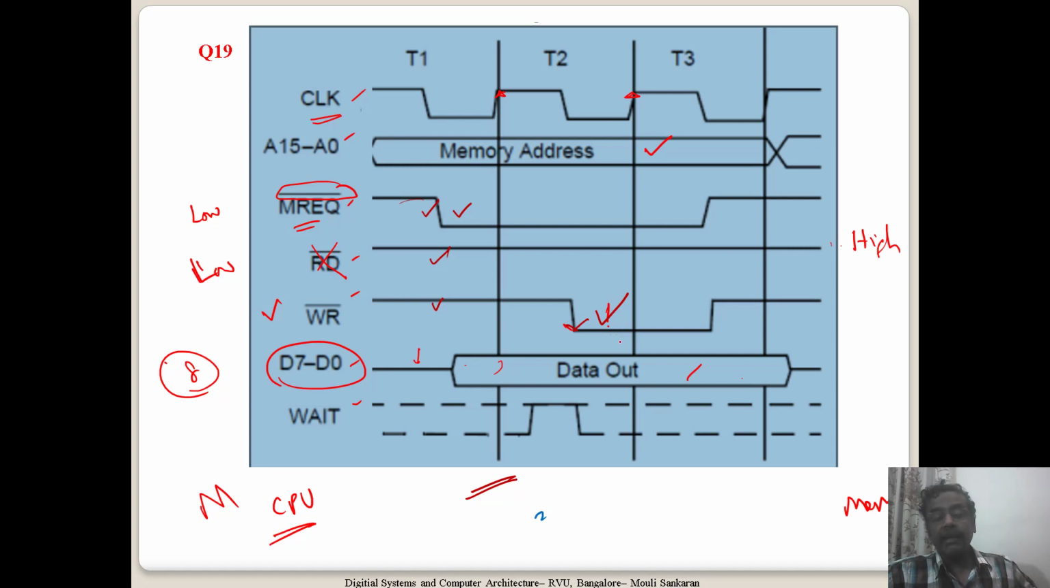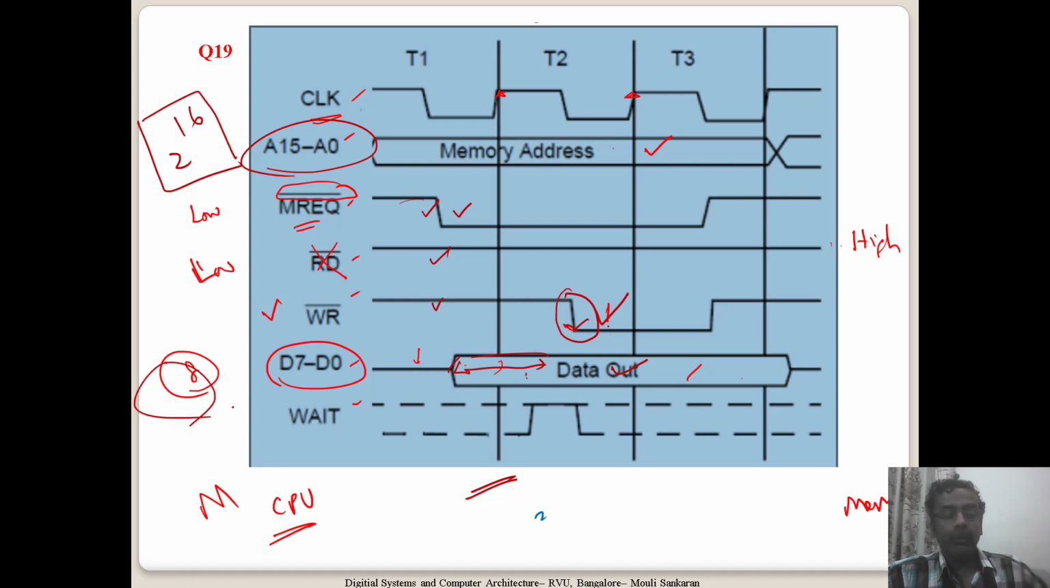Now once it is performing a write operation, memory knows that data is available here. By the time it makes this write signal low, it makes sure that the data is already stabilized and available on the data bus. And the memory address is also there in the address bus, which is A0 to A15, that is 16 bit. 2 power 16 locations can be accessed, and it's 8-bit data which is getting written.